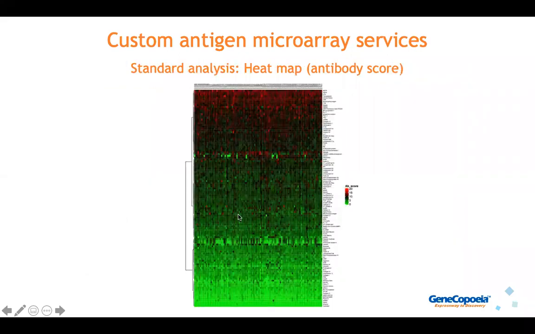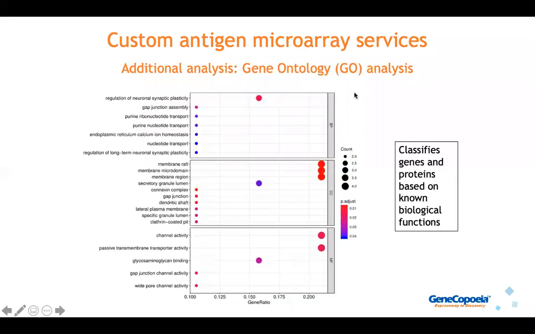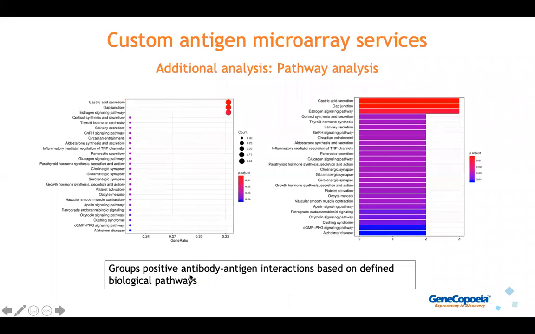We also provide a heat map where the signals are represented qualitatively by their intensity. Green is usually a low signal in a heat map, whereas red usually indicates a very high or significant signal. We provide that in the form of an antibody score. The higher the antibody score, the more significant the interaction between antibody and antigen. We can also provide additional analyses such as gene ontology analysis, or GO, which classifies genes and proteins based on known biological functions, as well as pathway analysis, which groups antibody-antigen interactions based on defined biological pathways.